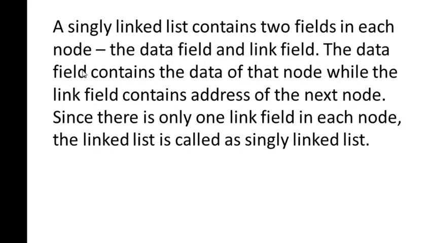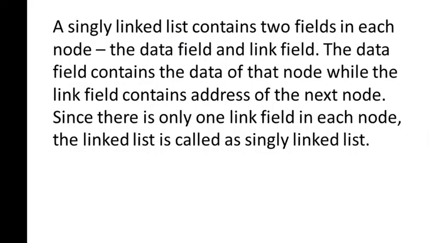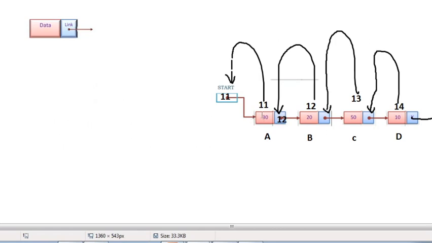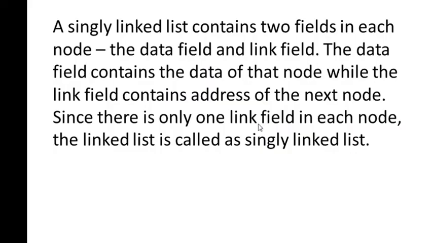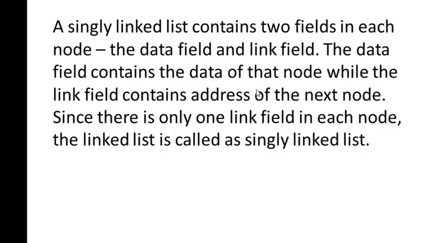Single linked list is the same as the linked list explanation. The single linked list contains two fields in each node, the data field and the link field. The data field contains the data of that node, while the link field contains the address of the next node. This node's address will be located there.